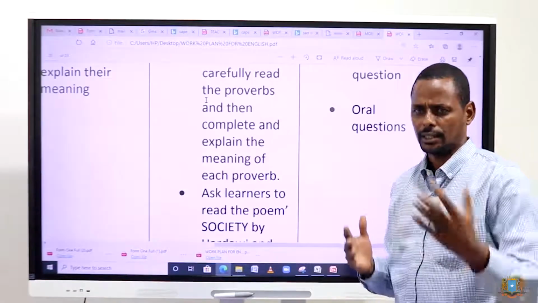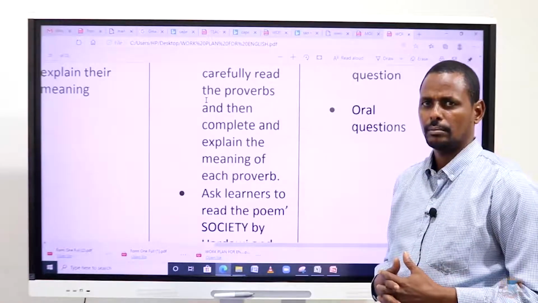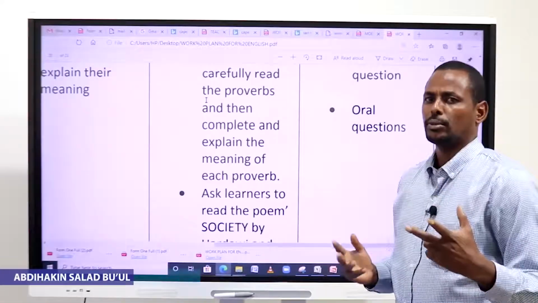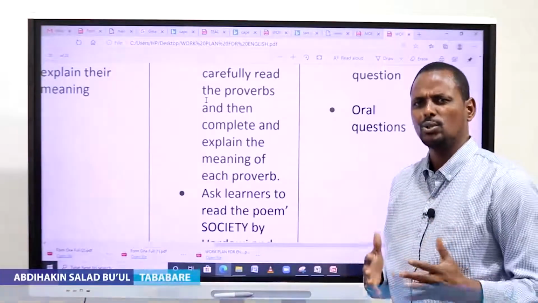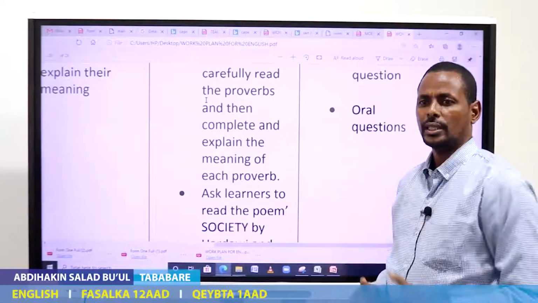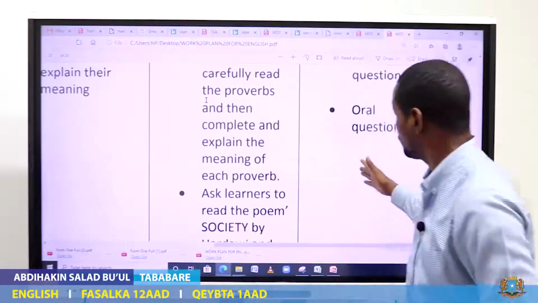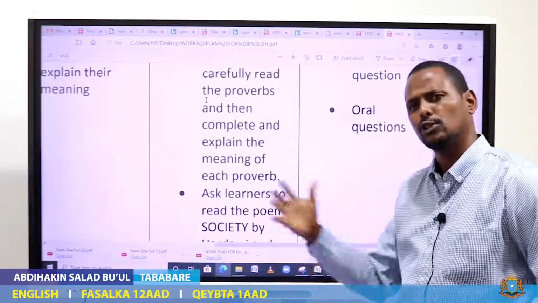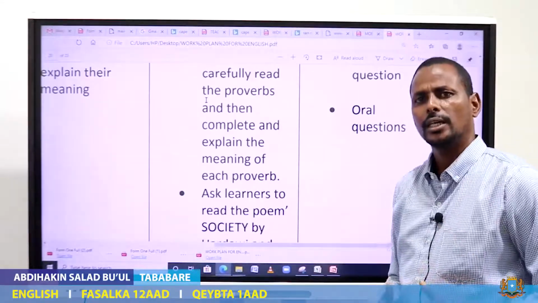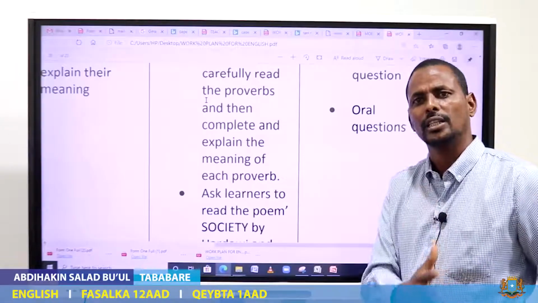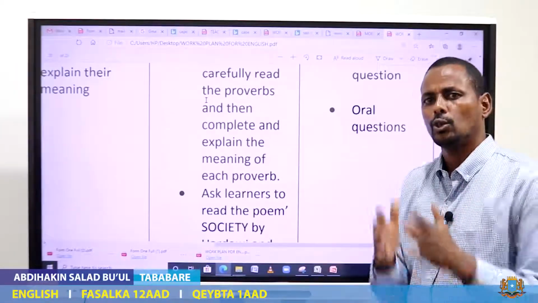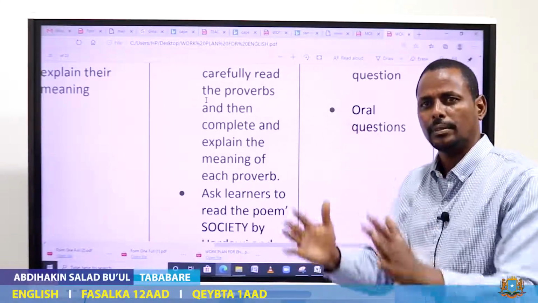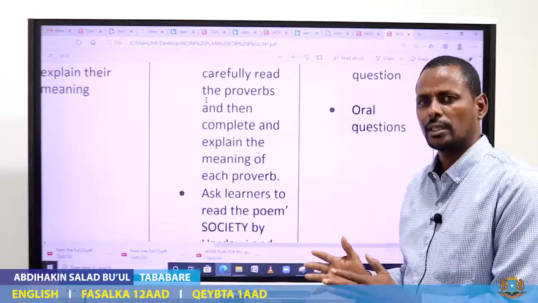Because as we know, proverbs have meaning, yes. But how do you define proverbs? How do students get it? You need to give them guidelines. In as much as this system is student-centered, that does not mean that the space of the teacher is absent. No. There are always dos and don'ts. Guide them. Tell them, this is what I want.